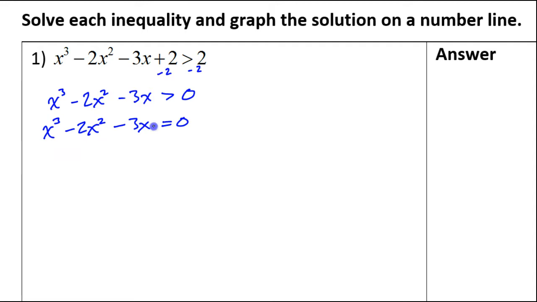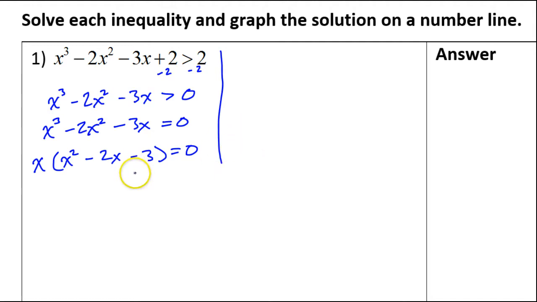I'm noticing that we have x's everywhere, so that is a GCF that needs to come out. So if I pull out the x, that's going to leave me with x squared minus 2x minus 3. Now this looks like something that might factor. So I'm going to go ahead and try to factor it in case it factors.